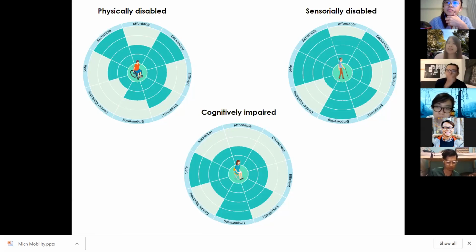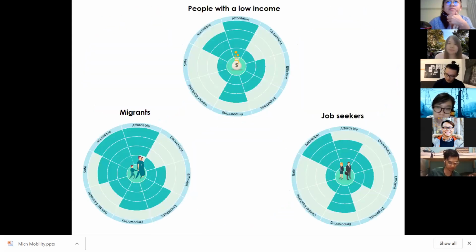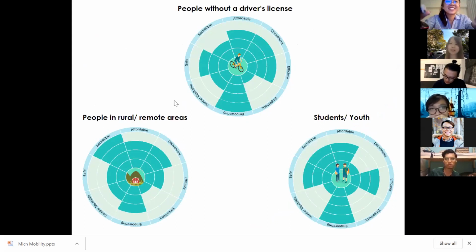Like, we need to take care of their needs as well. So this we have pointed out about this, and also people with a lower income and job seekers, as well as migrants. So migrants, aside from the monetary issues, will also have difficulties in access to information, because some of them, due to the language barrier, couldn't get the information they want.